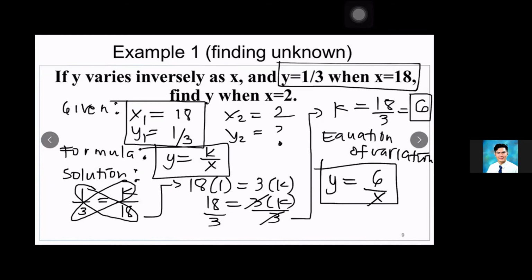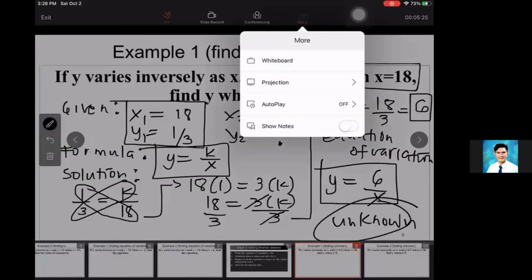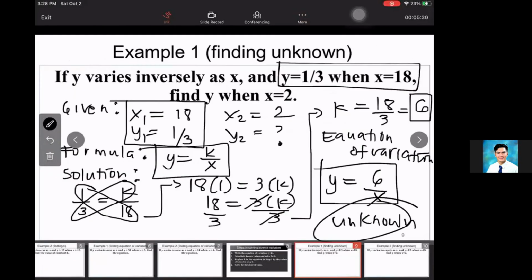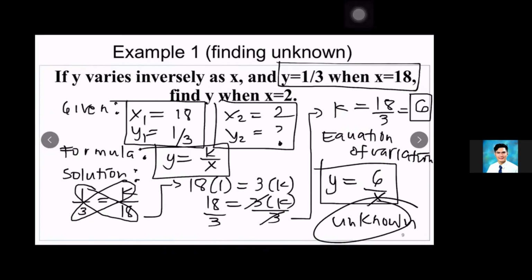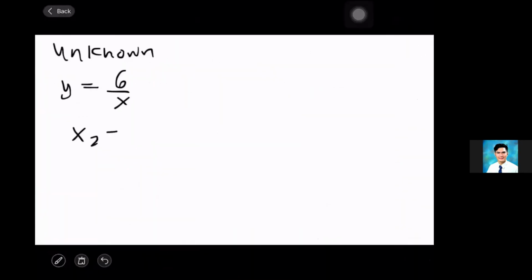Now, our last step is identifying the unknown or the desired value. Since we are here, let us go to the whiteboard. Identifying the unknown, we have y equals 6 over x for our equation of variation, where according to our problem, our second set of given is x sub 2 equals 2 and y sub 2 is the unknown. So let us write it down on our whiteboard. X sub 2 is 2 and y sub 2 is the unknown.